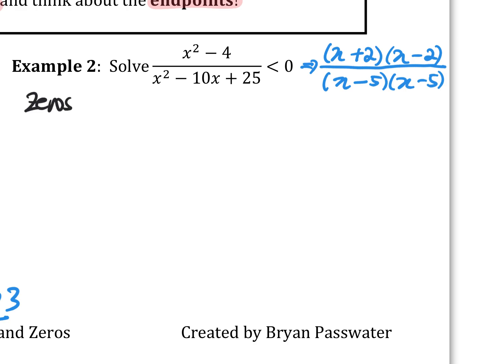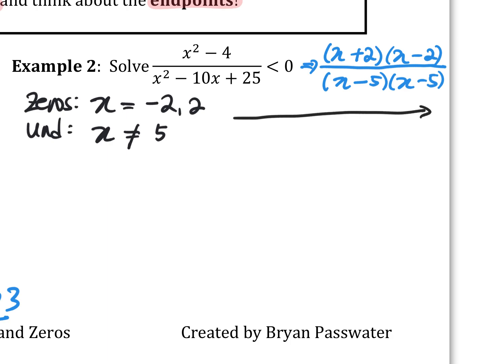Okay, so let's find the zeros. The zeros are located where? Okay, it's going to be located at negative 2 and 2, while the undefined values are actually located at x not equal to 5. So let's build our number line. So I have my negative 2 in here, and then 2, and then in here is going to be 5. Let's not forget there's also an infinity in here, and there's going to be a negative infinity in here.